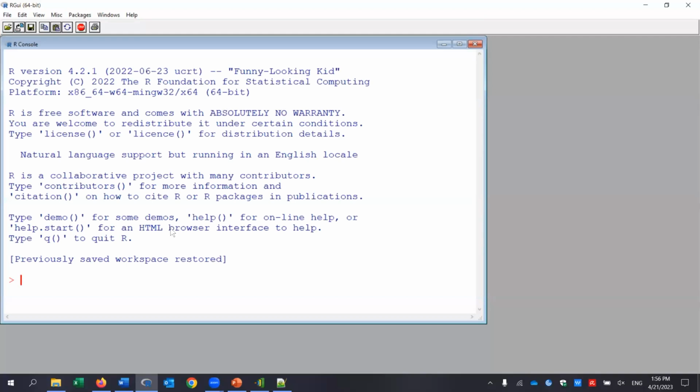How big is this? Can you see this in the back? Yeah, okay, thanks.